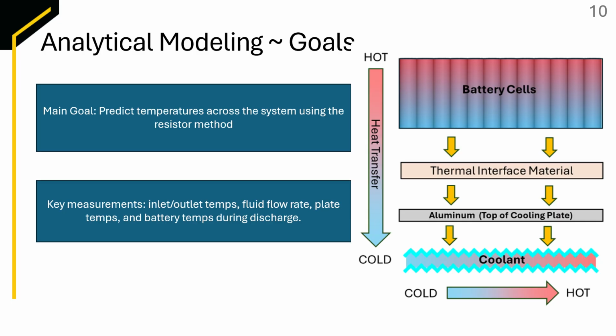The main goal for analytical modeling is to predict temperatures across the system using the resistor method. The key measurements I will be looking for are the inlet and outlet temperatures, fluid flow rate, plate temperatures, also known as my thermocouple temperatures, and battery temperatures, also known as thermistor temperatures. All of these values will be acquired while discharging at a C rate of 0.5.